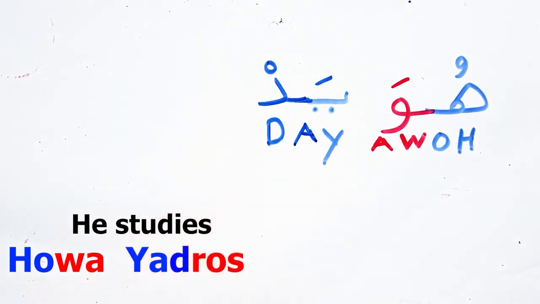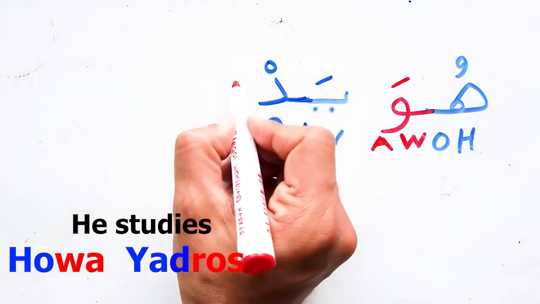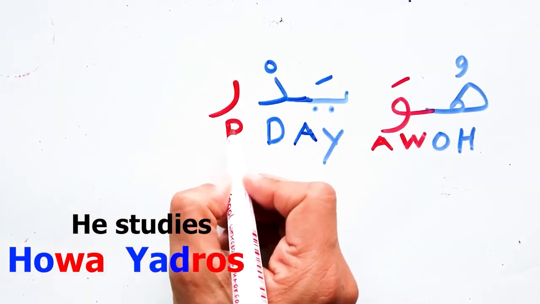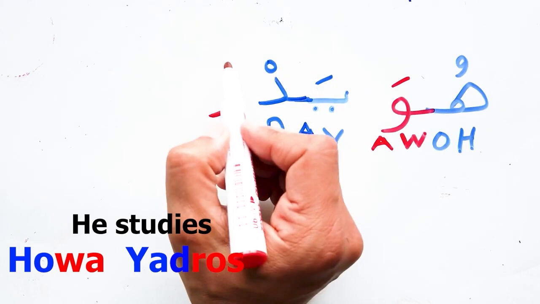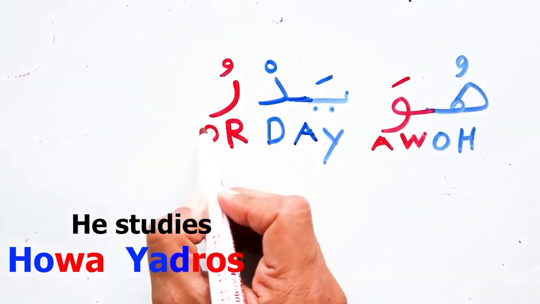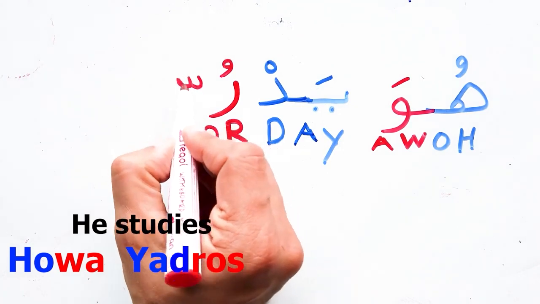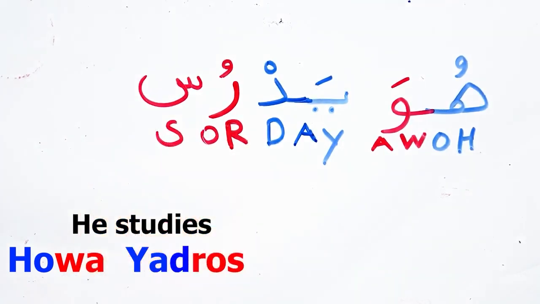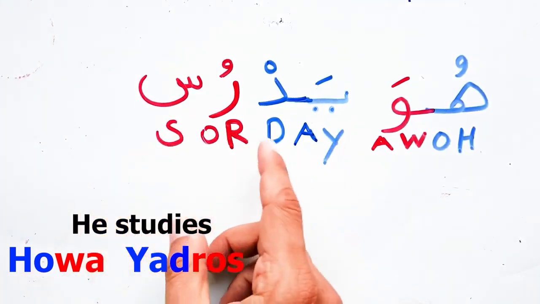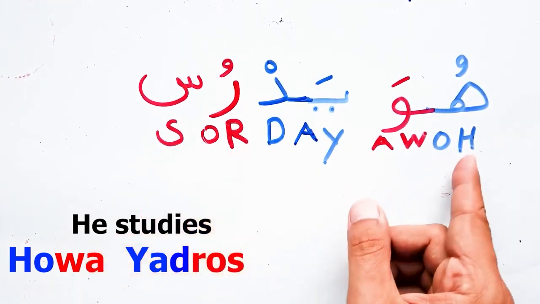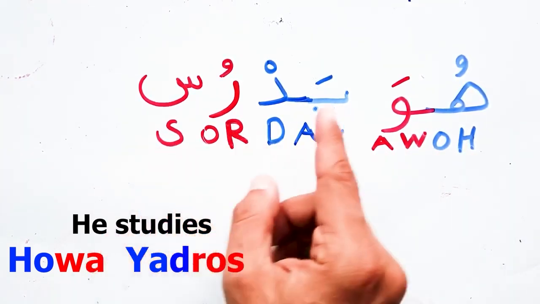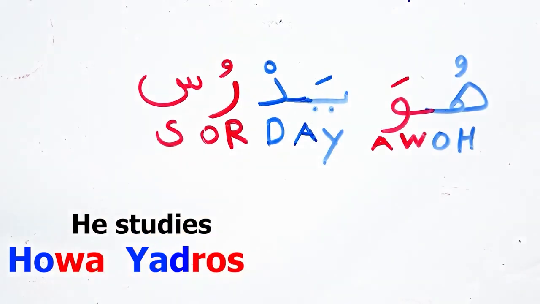Yed. Ru. The sound of R. Ra sounds like R. Ru. Dhamma sounds like O. Ru. هو يدرس. The sound of S in the end. Have it here. So هو يدرس.